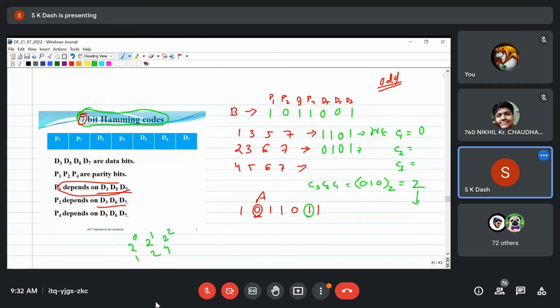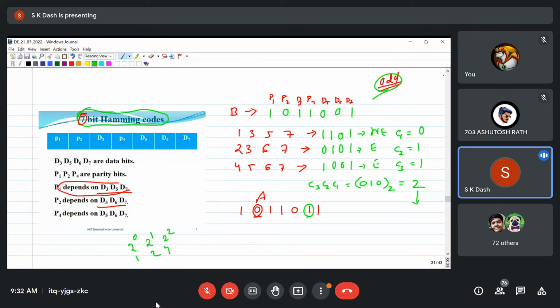Does it contain error or no error? It contains error because 2 ones is not an odd number. So C2 needs to be 1. Next 4, 5, 6, 7: 4 is 1, 5 is 0, 6 is 0, 7 is 1. Again 2 ones, which means even number. We are using odd parity system, so it contains error. So this must be 1.